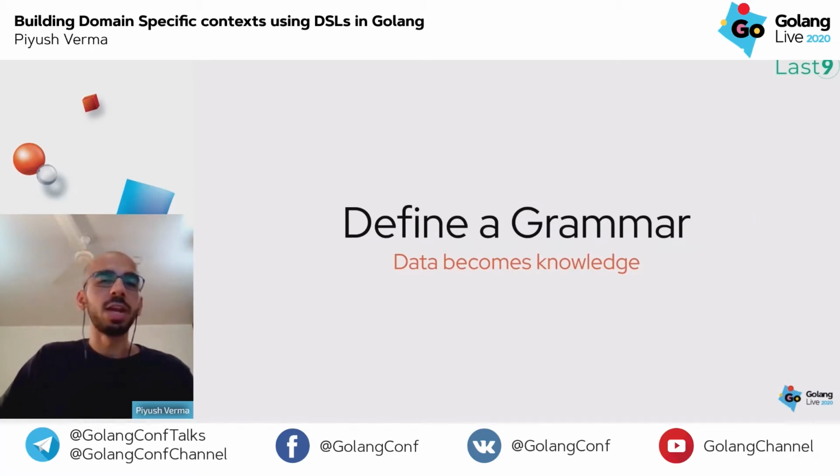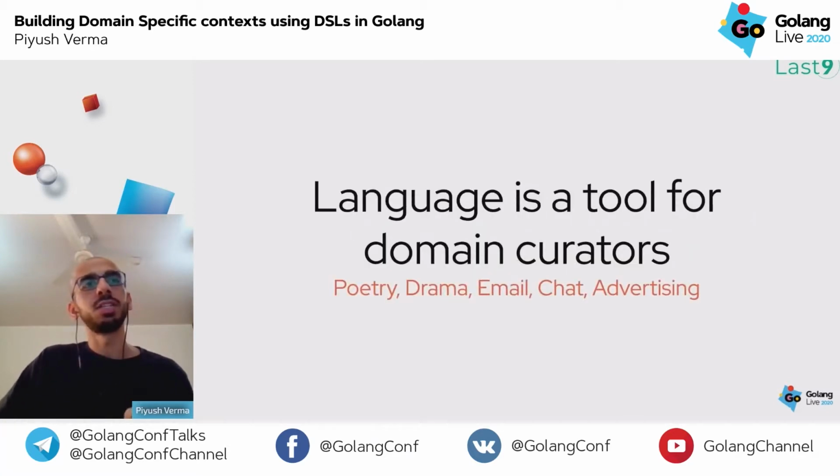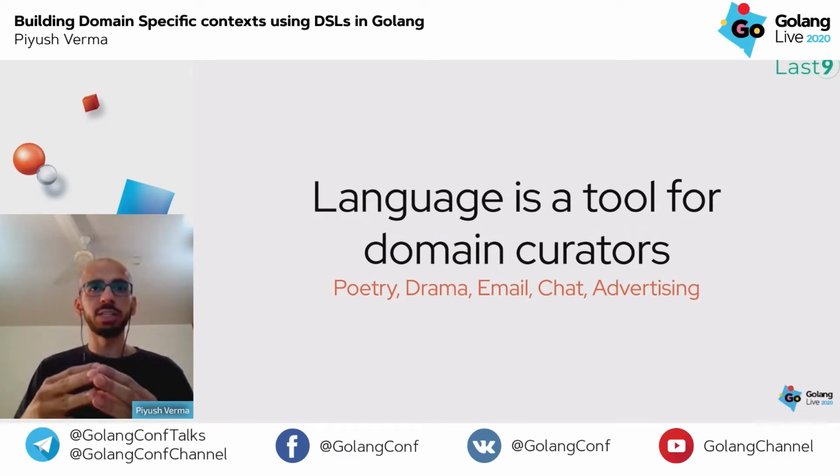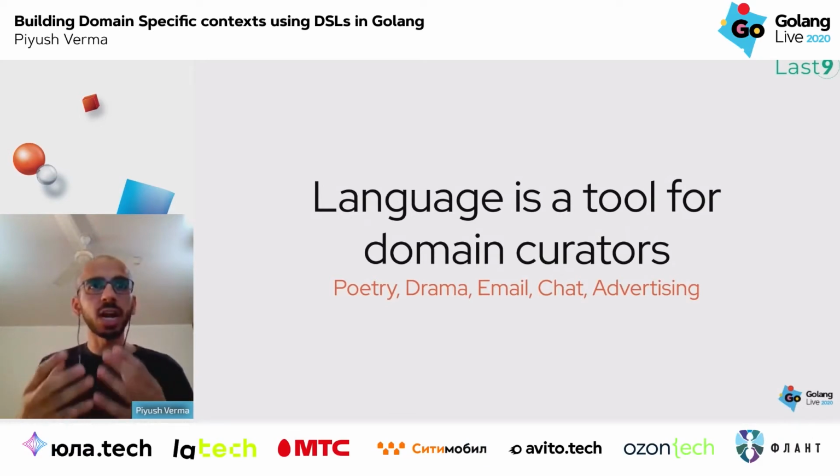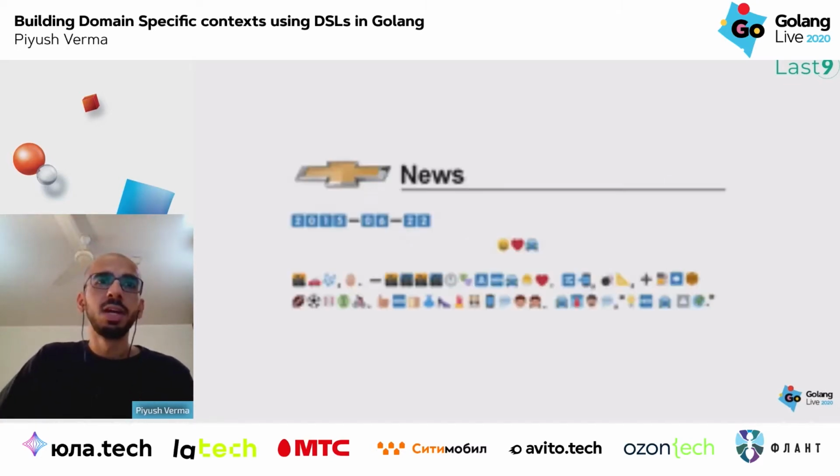So fair to say what language is: a language is a tool for domain curators. One may write poetry with it, one may write drama with it, one may write emails with it, or chat with it, or advertisements with it. It allows these domain curators to create content which is consumed by others. Even when I'm chatting, it's content. This slide is content which is being consumed. How does this content evolve?